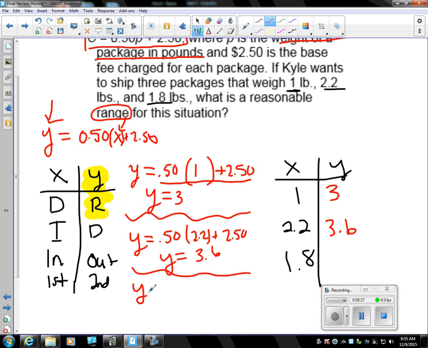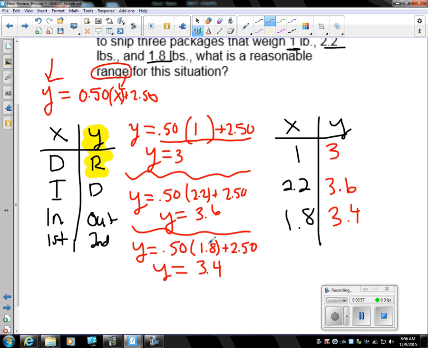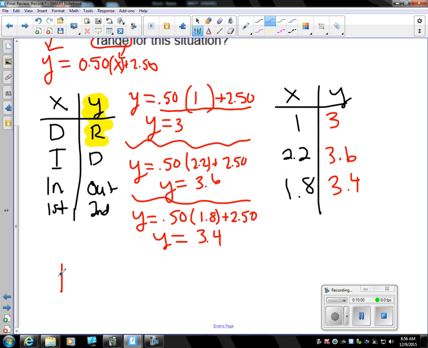Let me plug in my third value. Y equals 0.50 times 1.8 plus 250. When I plug that into my calculator, I'm going to get a Y value of 3.4. So then the third value in my range is 3.4. So the way I'd write my final answer is the values in my range, and then I'm just going to list my Y values, 3, 3.6, and 3.4.